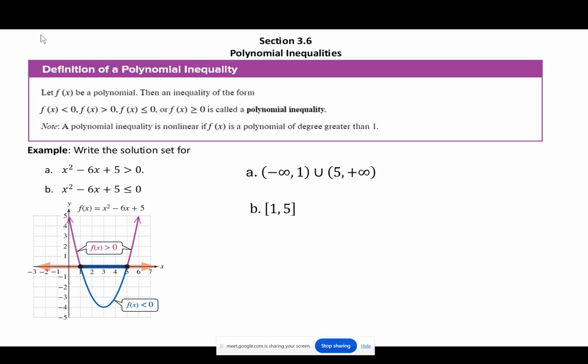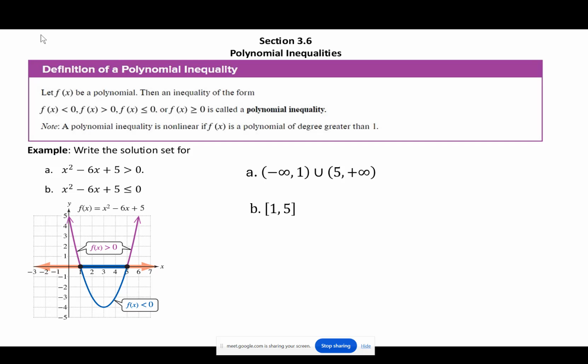So section 3.6 is polynomial inequalities. We've been talking about equalities. Now we're going to talk about inequalities. Let f of x be a polynomial, then an inequality of the form f of x is less than 0, f of x is greater than 0, f of x is less than or equal to 0, or f of x is greater than or equal to 0 is called a polynomial inequality. A polynomial inequality is nonlinear if f of x is a polynomial of degree greater than 1.